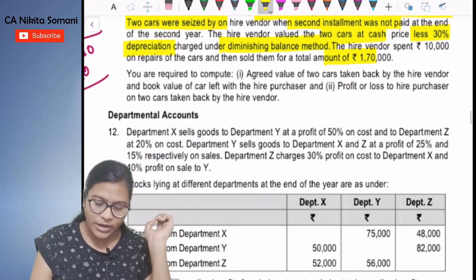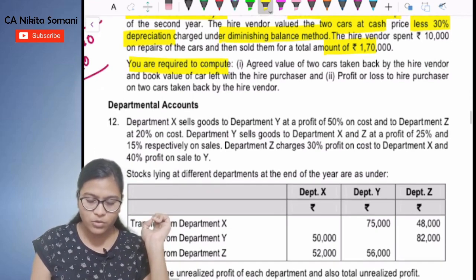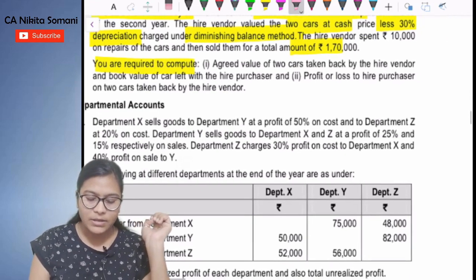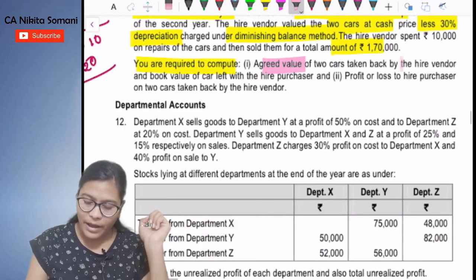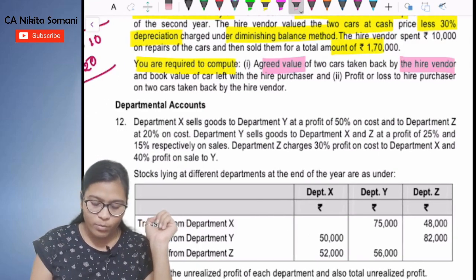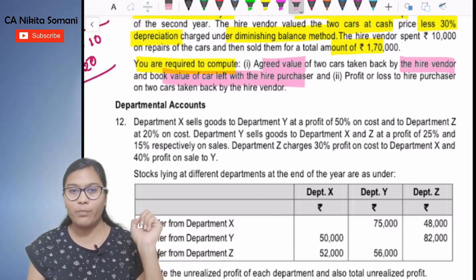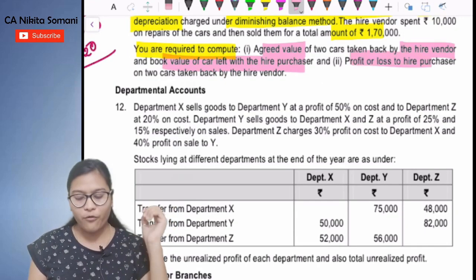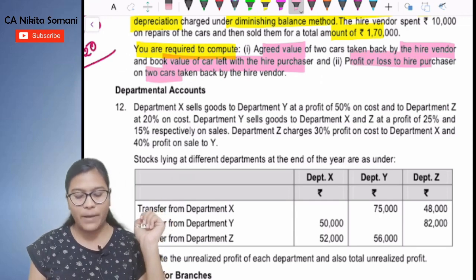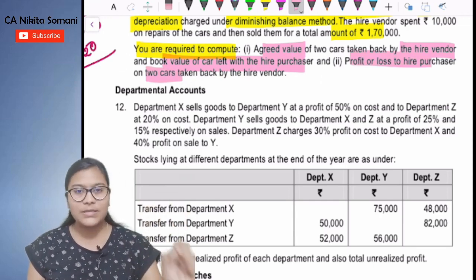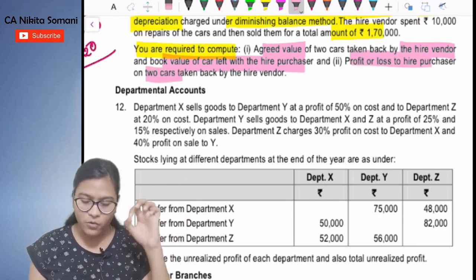Now you are required to calculate the agreed value of 2 cars taken back by the hire vendor and the book value of the car left with the hire purchaser. And then the profit or loss to the hire purchaser on the 2 cars taken back by the hire vendor. These are the things to be found out in this answer.